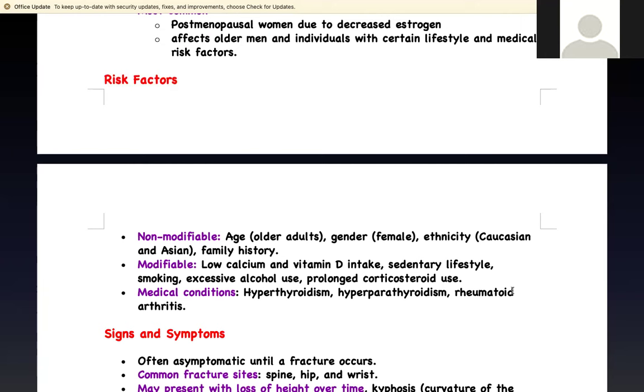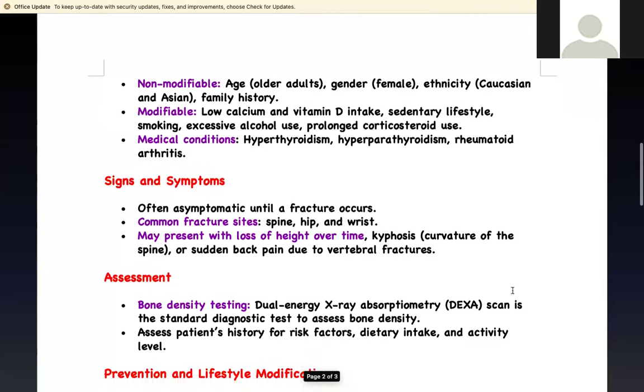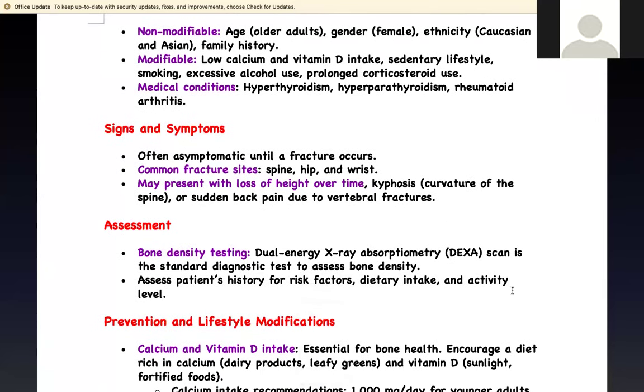If you have low calcium, low vitamin D intake, and you don't move, a sedentary lifestyle, if you smoke a lot as a female and you drink a lot and you use steroids, these are all risk factors you can modify that will prevent you from getting osteoporosis. There are some other conditions that also can do that: hyperthyroidism, hyperparathyroidism, which is related to calcium metabolism, and rheumatoid arthritis. These are common risk factors that you should know.